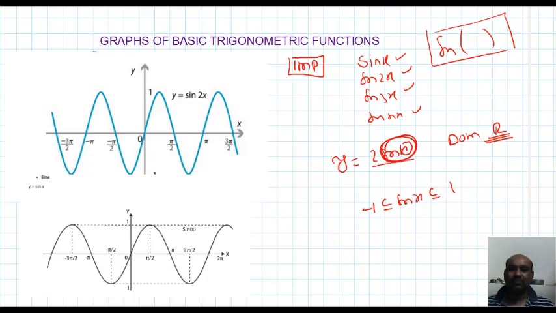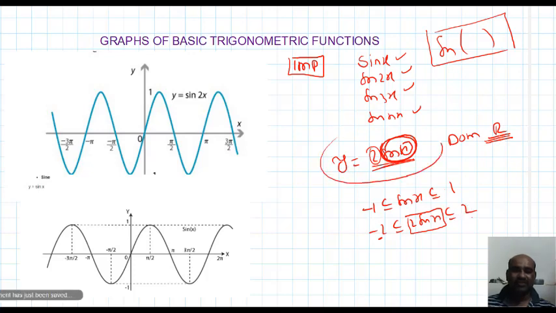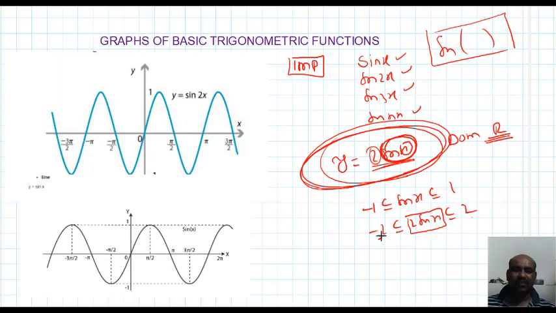But what do you want? The 2 sin x range. So multiply by 2 on all sides, and the inequality does not change: -2 is less than or equal to 2 sin x, which is less than or equal to 2. What is the meaning of that? 2 sin x lies between -2 and 2, whereas sin x lies between -1 and 1. So the graph of this function is bounded between two straight lines, y equal to -2 and y equal to 2. I will show you.